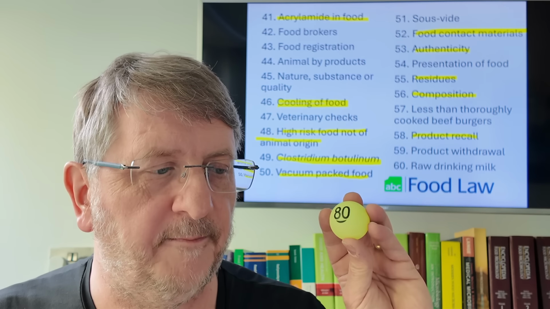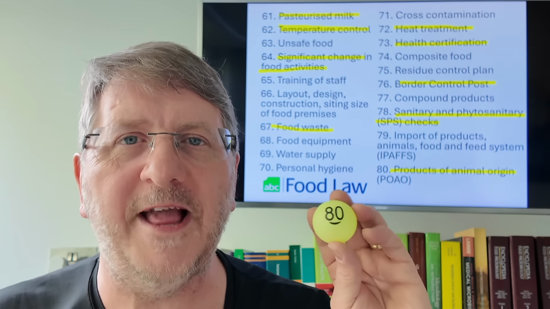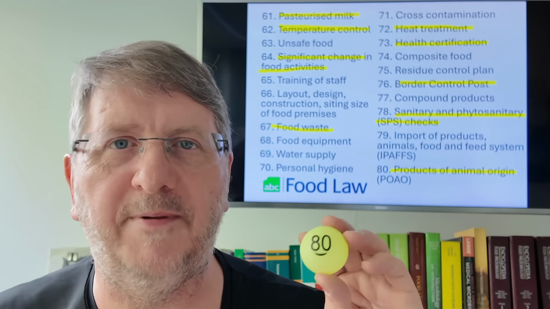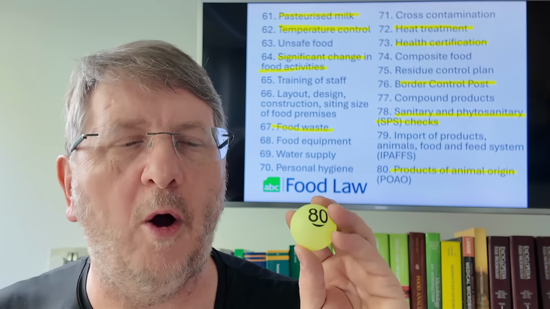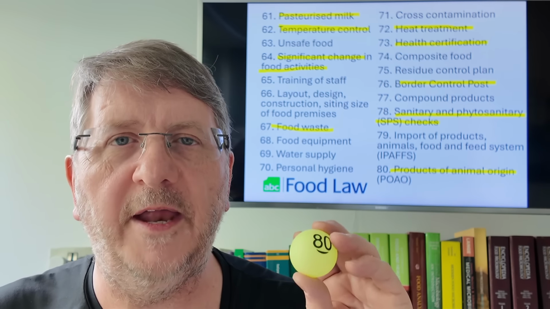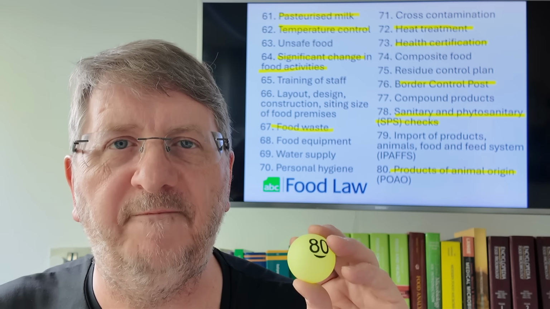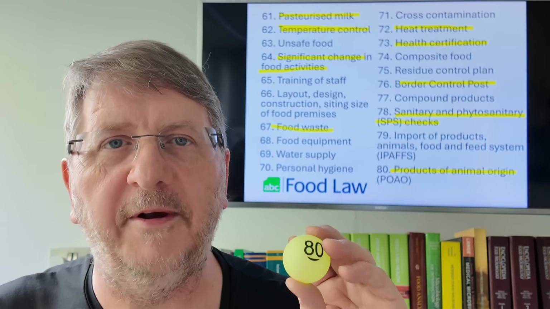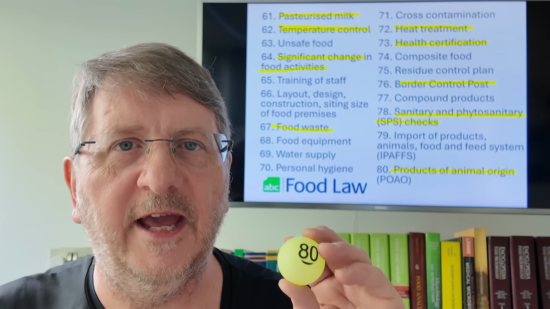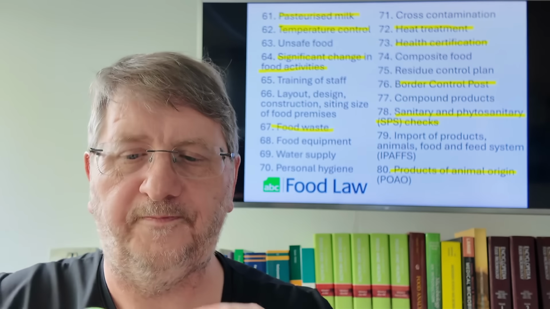Number 80, products of animal origin. Products of animal origin, meat, fish, dairy, eggs, honey, frog's legs, bladders, I don't know, whatever. Anything of animal origin. If you're importing them from around the world, then they have to go through a border control post for proper veterinary checks carried out by enforcement officers at the port. So products of animal origin is an import and export issue.